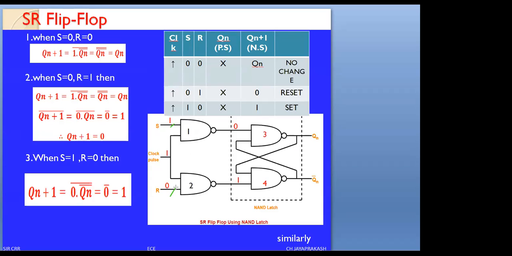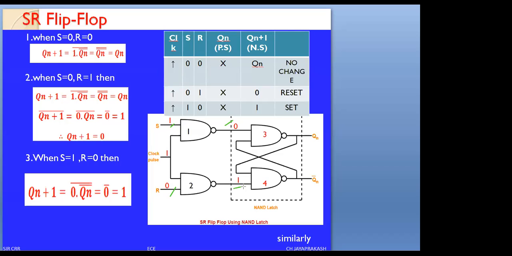Now look at NAND gate 1 and NAND gate 2. For NAND gate 1, both the inputs are 1: clock and S are 1. For NAND gate 2, R equals 0 and clock equals 1. Therefore, we can write the outputs of the first level. The NAND gate 1 output will be equal to 0, and the NAND gate 2 output will be equal to 1.